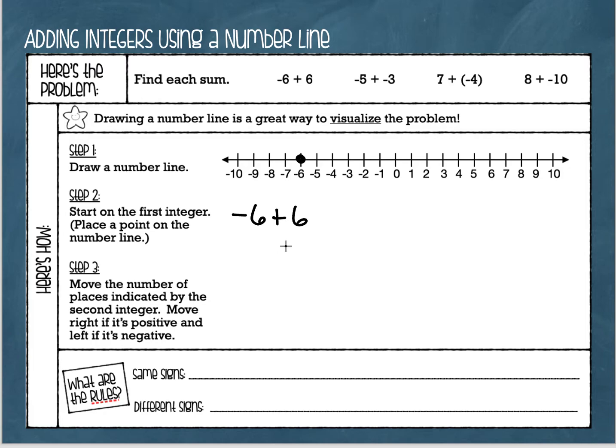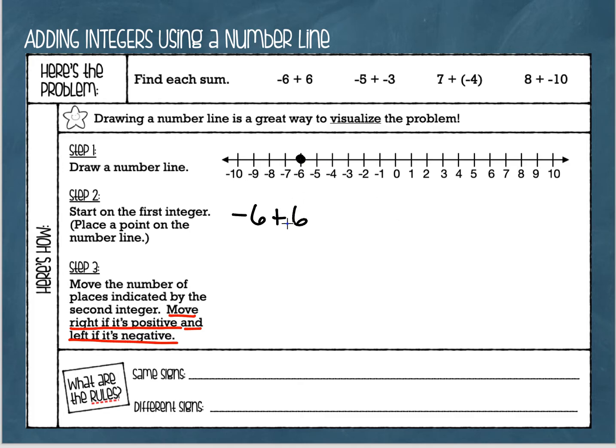And then step 3 is we're going to move the number of places indicated by the second integer. Now this is important, right? I'm going to underline this in red. We are going to move to the right if it's a positive number, and we're going to move to the left if it's a negative number. So wherever we start, we're just going to be moving to the right or to the left depending on what kind of number it is.